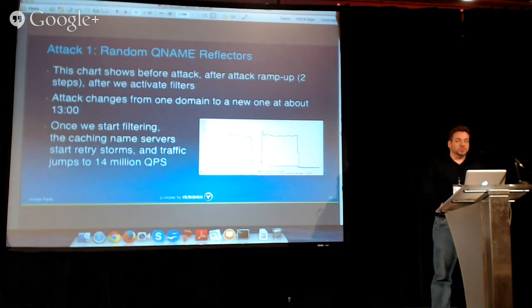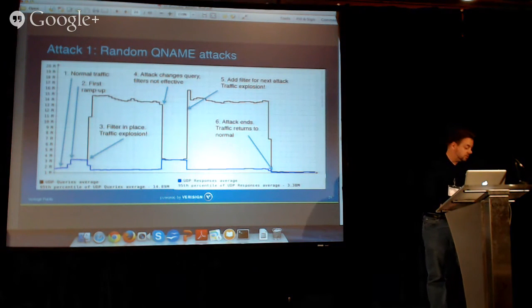So this is what happens when you filter one of these attacks that comes from real name servers. This chart, I'll go into details on the next slide, but there was a ramp up. We filtered it. You can see the difference between the black line and the blue line, and the queries actually exploded from 3 million to 14 million after we put the filters in place. Zoomed in, the normal traffic rate was about 2 million queries a second during that time of day on that day of the week.